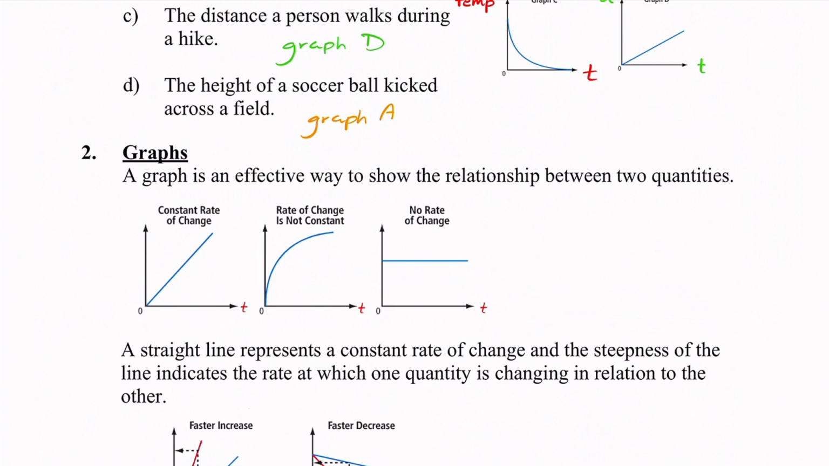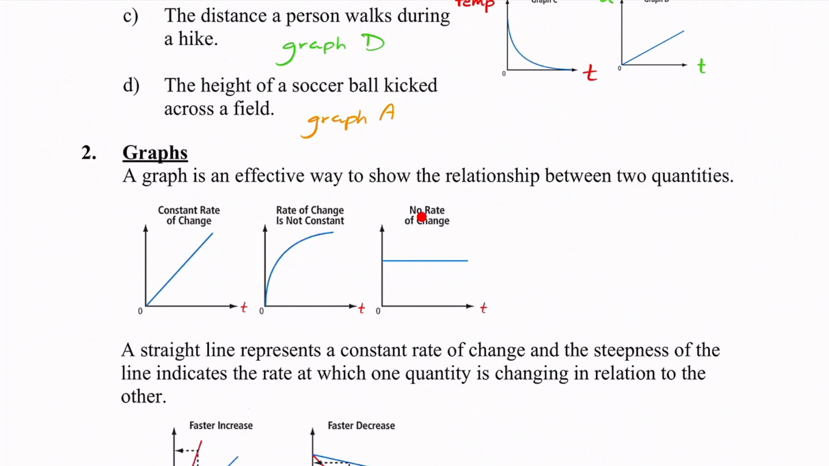So whenever you want to relate two things, like a relation, a graph is a good way to show that. So you could have, for instance, a constant rate of change. That means it's going to be a straight line. It's constant, it's not changing. You could have a rate of change that is not constant, so for something like that, it needs to have some type of curve on your graph.